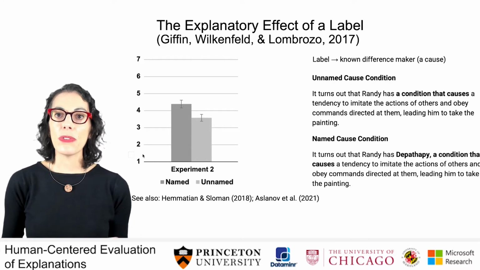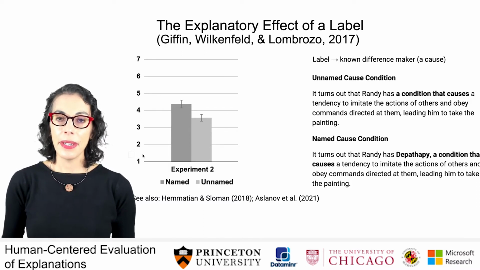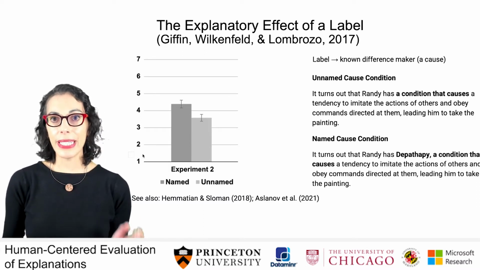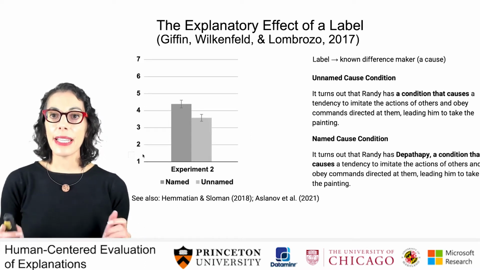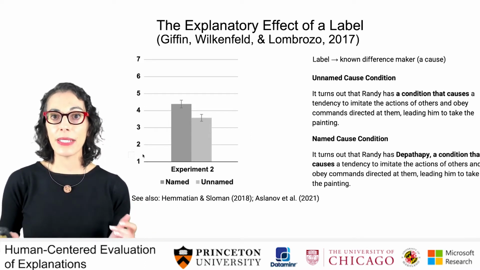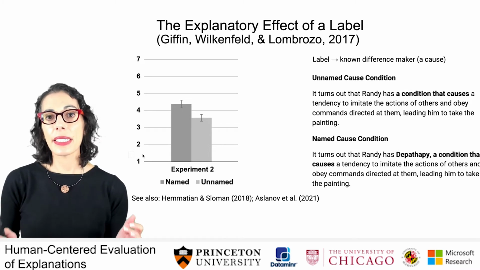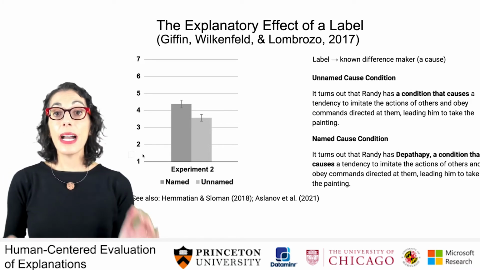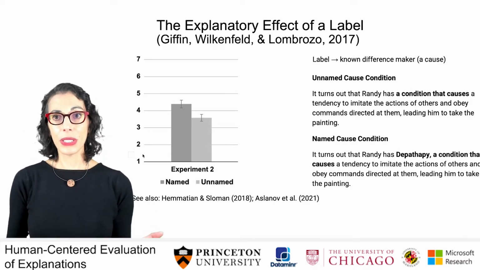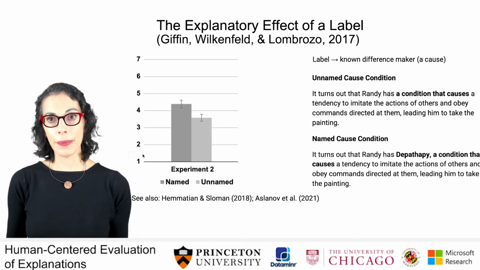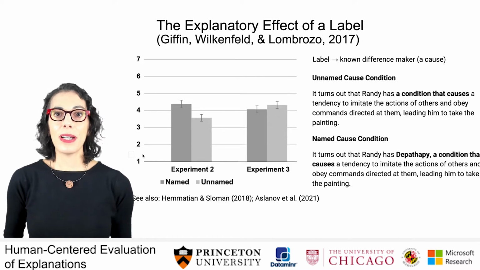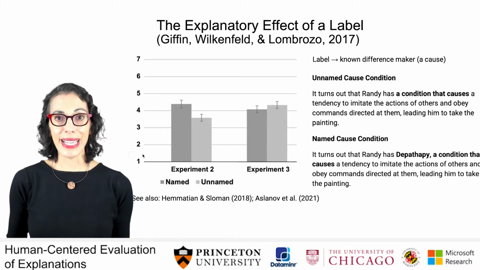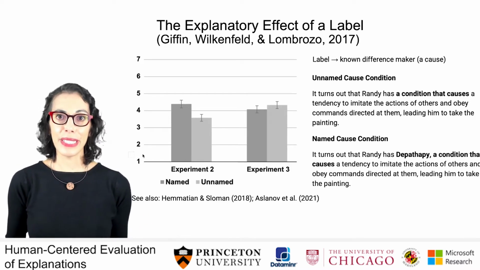If participants prefer explanations with labels because they take those labels to act as pointers to causal difference makers, then we might expect the explanatory effect of a label to disappear in this comparison, because the unnamed case also includes a pointer to a causal difference maker. And that's exactly what we found. Once a cause was specified in both cases, the explanatory effect of a label disappeared.